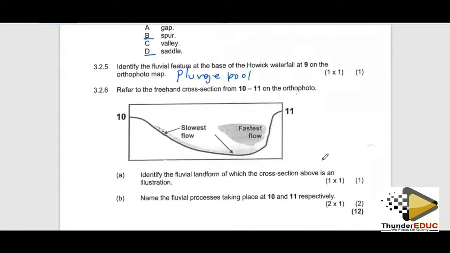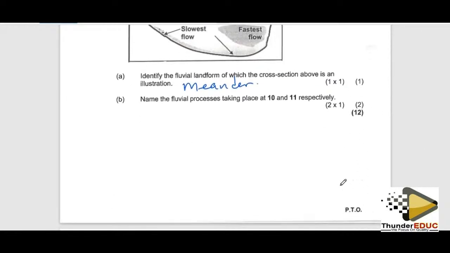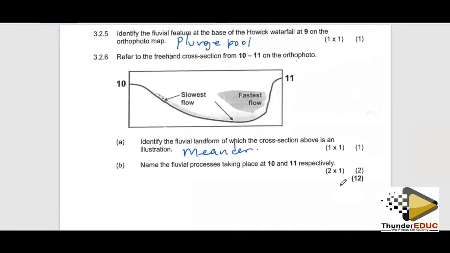3.2.6. Identify the fluvial form of which the cross section above is illustration. So this would be a meander. Name the fluvial process taking place at 10 and 11. So at 10, it will be deposition, because that is the slip off. Then at 11, it will be erosion, because that is an undercut.